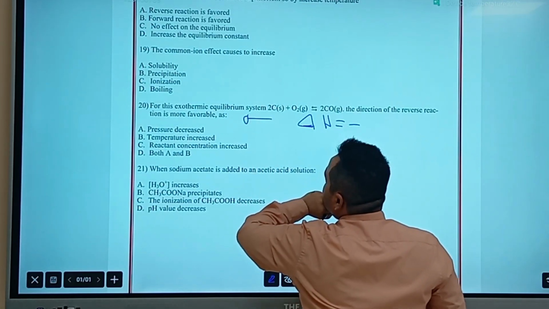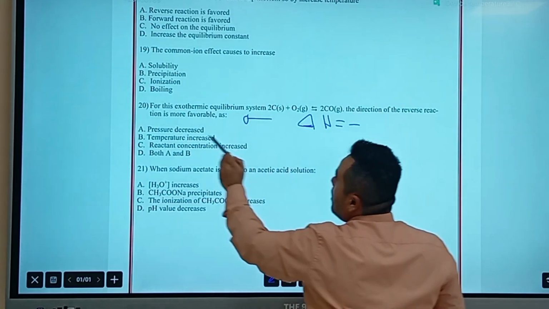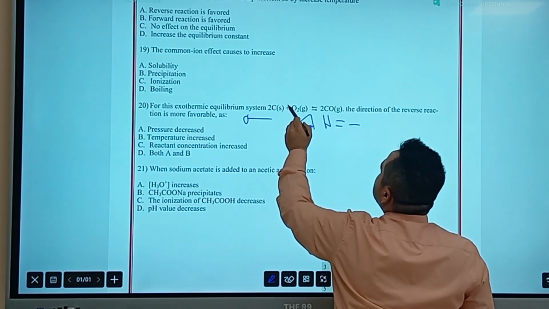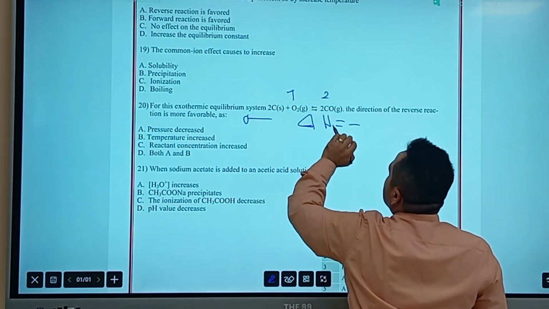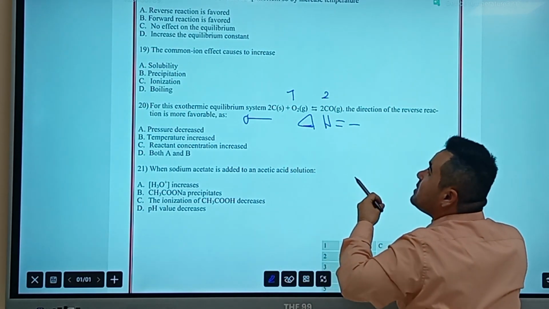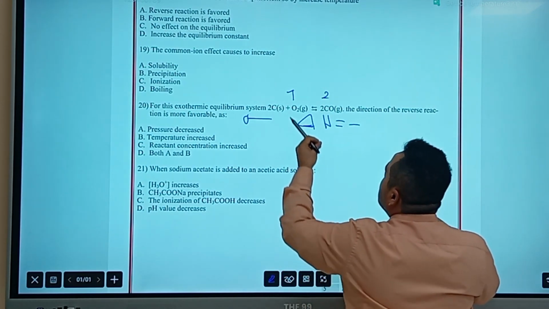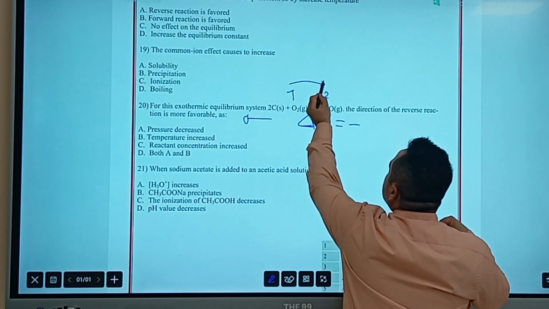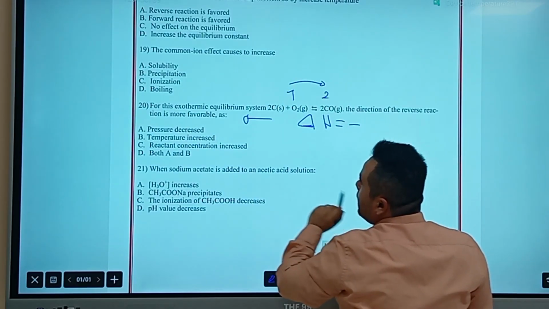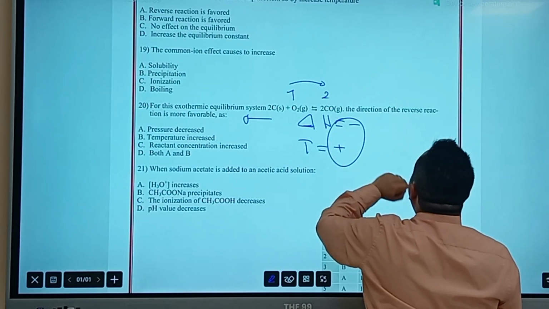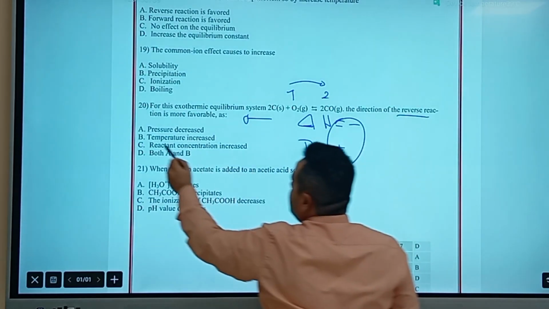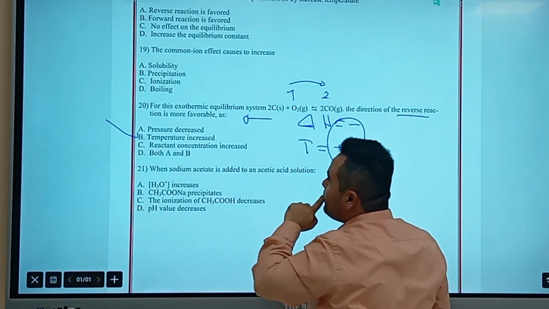The favored reaction will be reverse when pressure decreases. Let us check. Here we have one gas, there are 2 gases. Pressure decreases, it will be forward. Why? Because it goes from the lower to the higher. Temperature increases, delta H is negative. This will be reverse. So B is the correct answer.